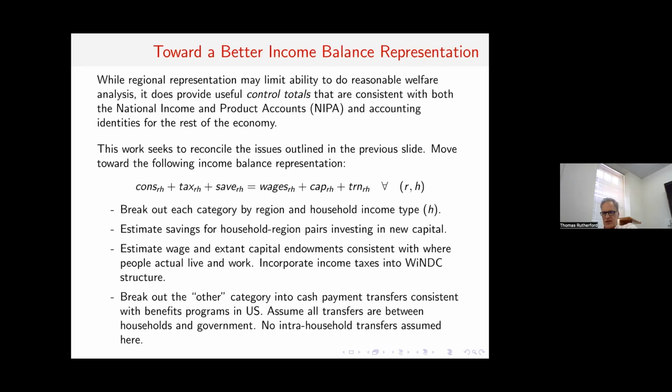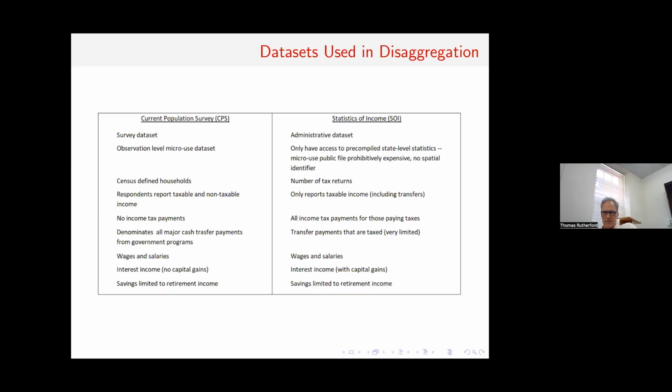So this gets at the household work, which is what we worked on this past year. That shows the basic data sets. One is SOI, which is administrative data from the IRS, and then there's also the Current Population Survey. We've been talking with Jim.